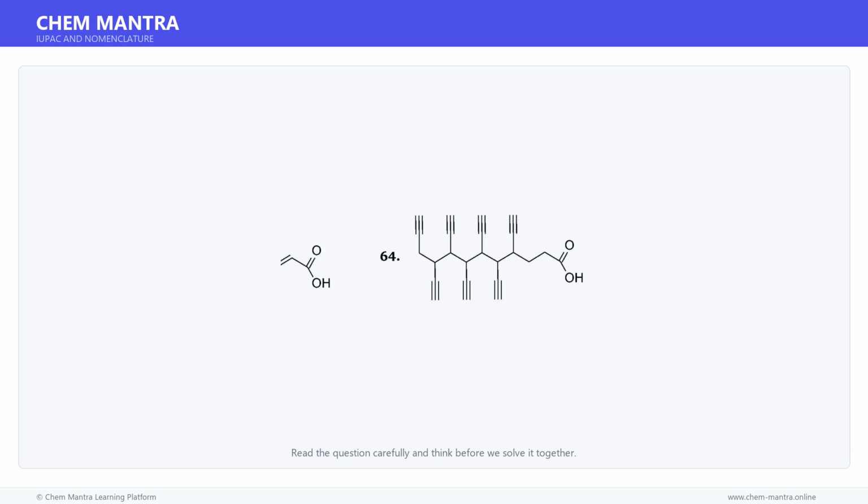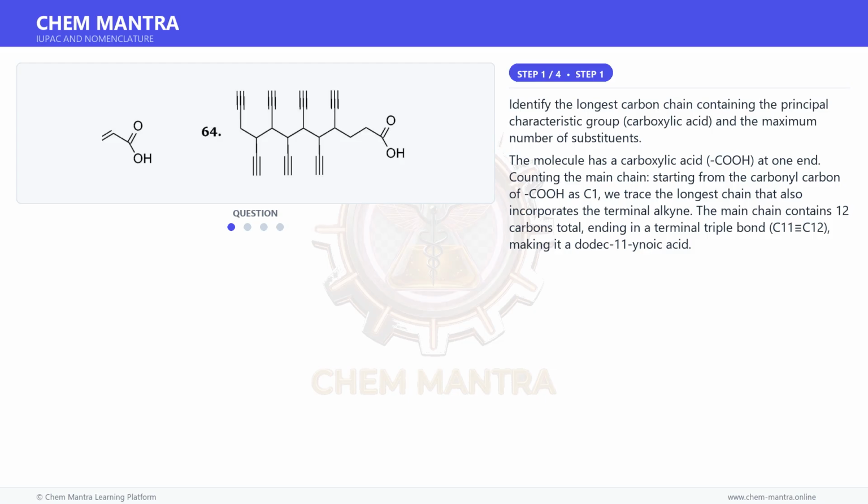Here is a question. Read it carefully and think about the answer. Let us solve it step by step. Let us begin solving this step by step. Identify the longest carbon chain containing the principal characteristic group, carboxylic acid, and the maximum number of substituents.